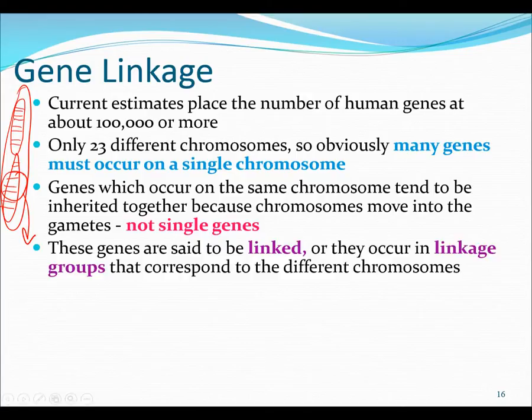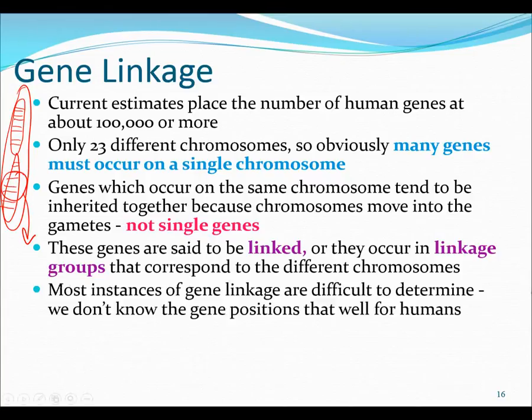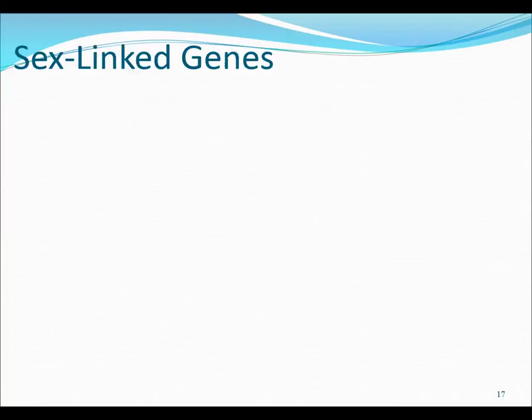Now let's talk about, it says these genes are said to be linked together and they occur in what we call linkage groups. Now let's talk about the next, if I can get the slide to go. It says most instances of gene linkage are difficult to determine because for most of us we don't know all of the positions on the genes.